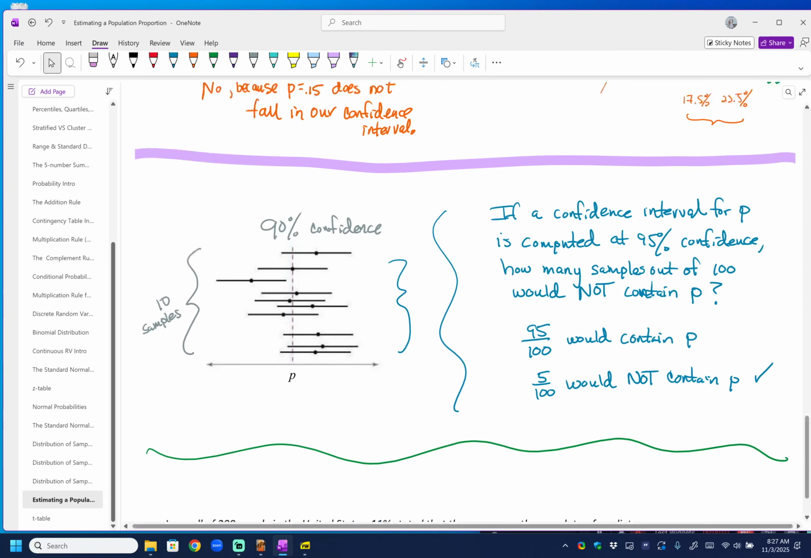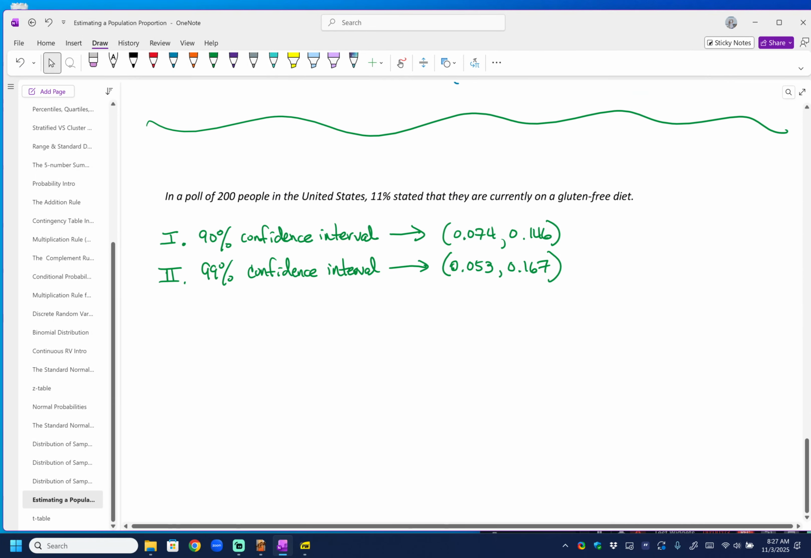If you look at an example I have thrown up here, it says, in a poll of 200 people in the US, 11% stated they are currently on a gluten-free diet. So what I did here was I computed a confidence interval that represented the proportion of people in the US that are on a gluten-free diet. I did it under 90% confidence, and I did it under 99% confidence. I generated it myself using a computer, which you can do, and I ended up with the intervals that you see over on the right.